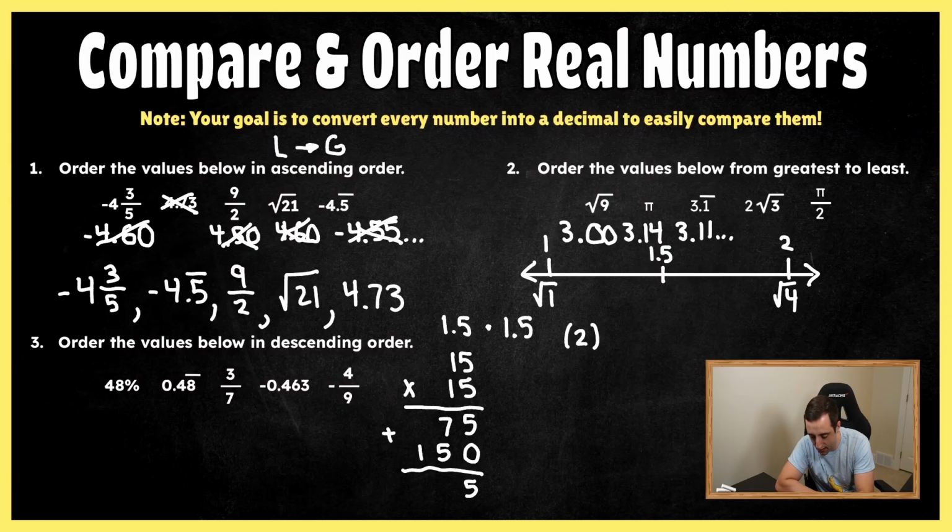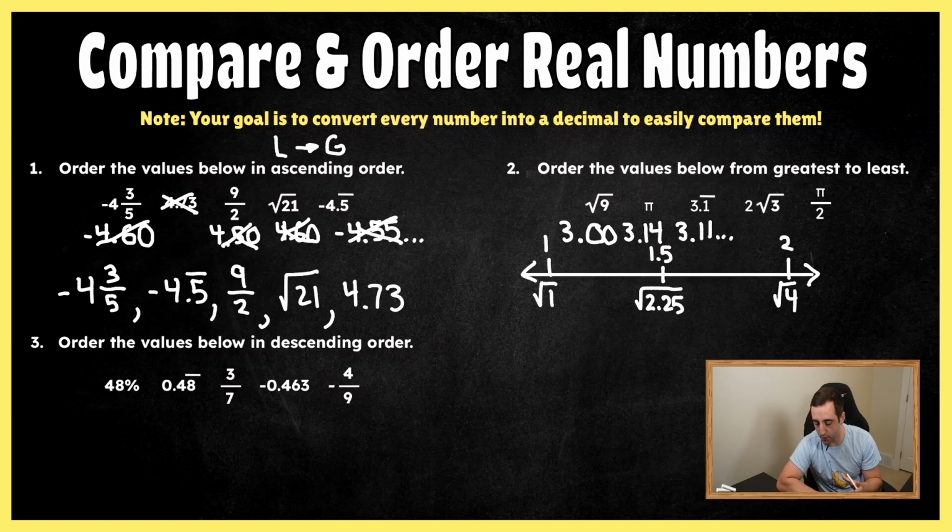5 plus 0 is 5. 7 plus 5 is 12. Carry that 1. And we end up getting 225. But remember that parentheses, that 2, tells us there's 2 numbers behind the decimal point. So the square root that gives us 1.5 back is the square root of 2.25, or 2 and 25 hundredths. And now let's go ahead and erase all that work there.